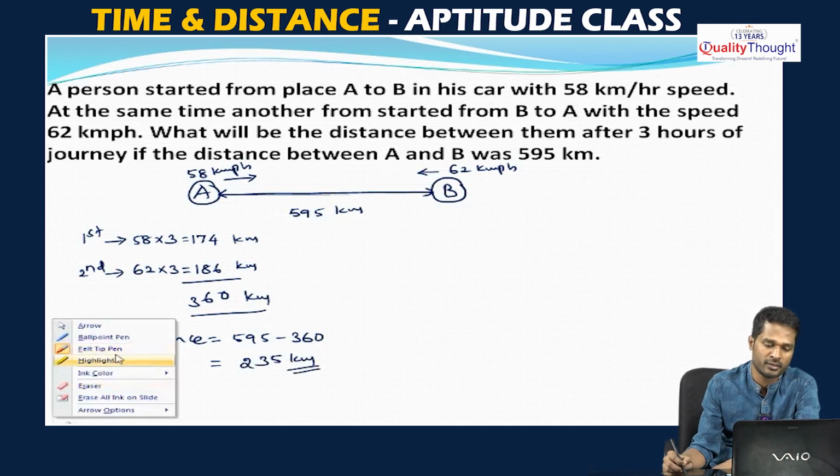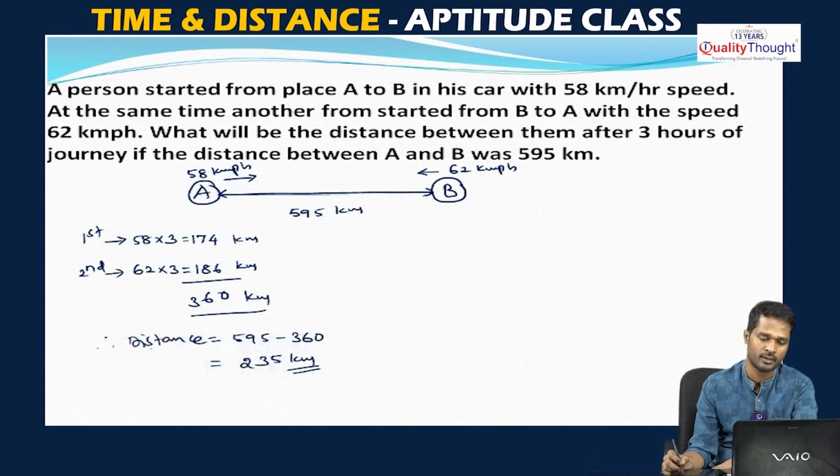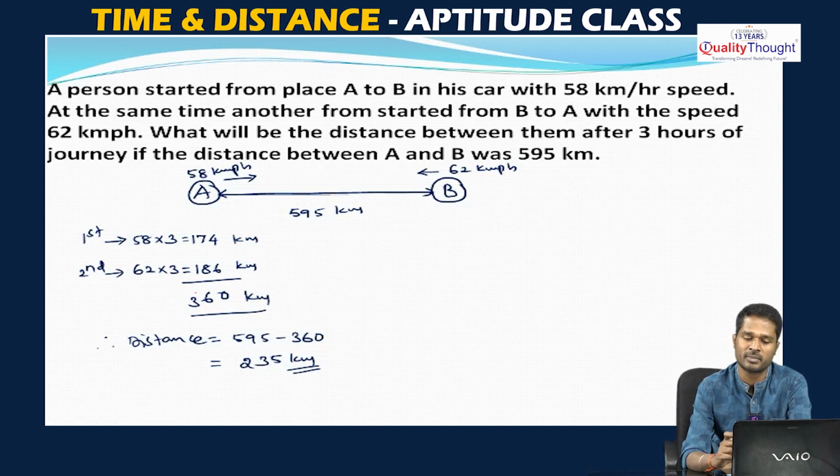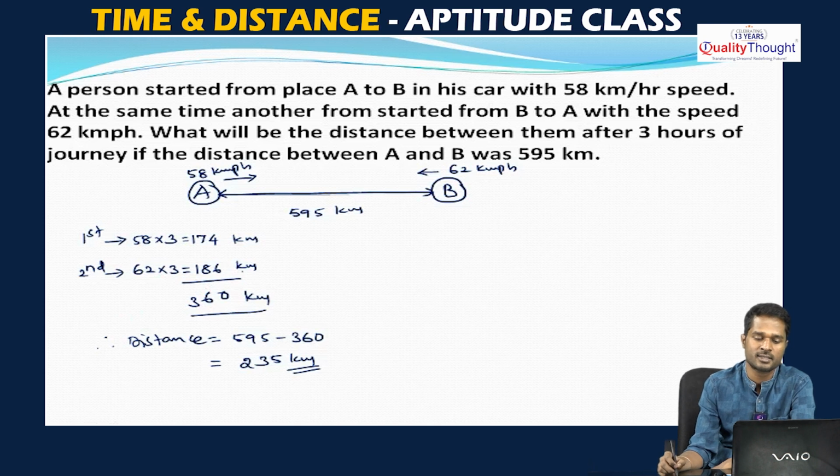We have not done anything new here, just we calculated the distance travelled by the first person in 3 hours, 58 into 3. Then we calculated the distance travelled by the second person, that is 3 into 62. Now 174 kilometers are travelled by the first person and 186 kilometers by the second person in 3 hours individually. So together they travelled 360 kilometers. Now after 3 hours what is the distance remaining? 595 is the total distance. So 595 minus 360 is 235 kilometers.